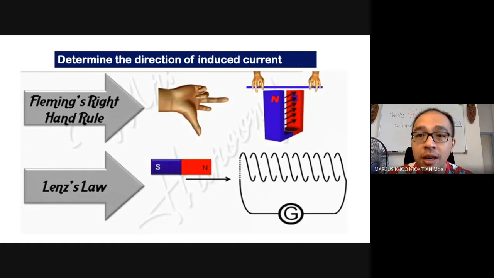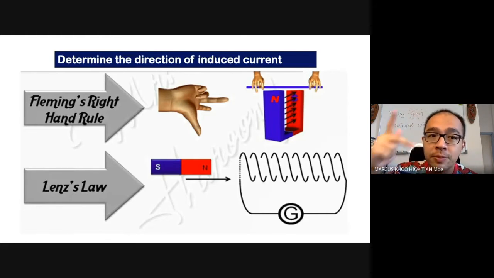So be very careful and very clear about what you want to find. If you want to find the direction of the force, which is the first subtopic, you use the left hand. If you want to find the direction of the current, then you use the right hand. But in the case of a solenoid, where you put the bar magnet in, we use a different rule, a different law, called Lenz's law. And that's what we want to cover today.